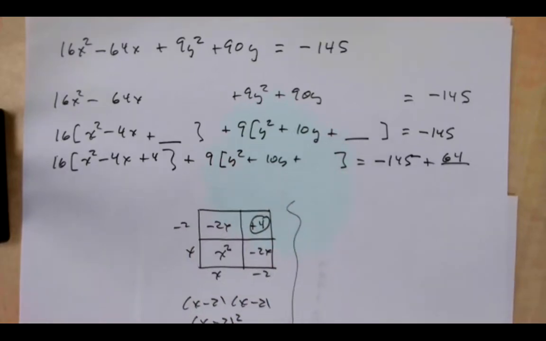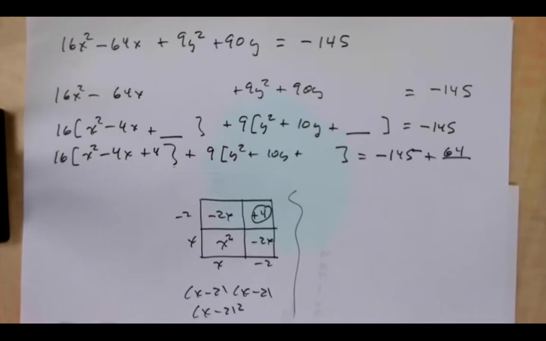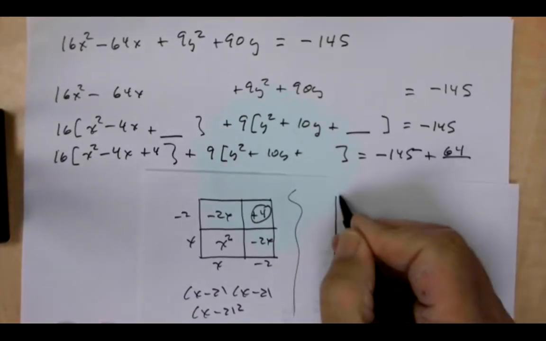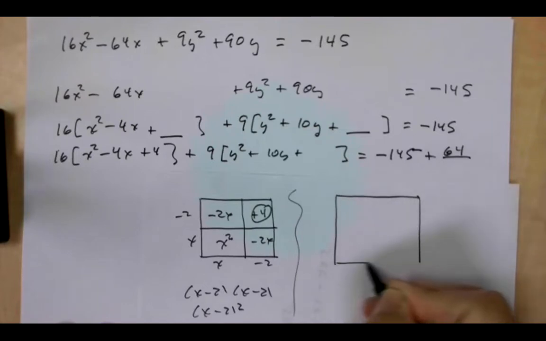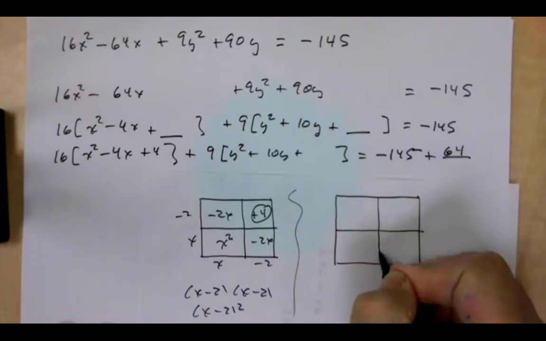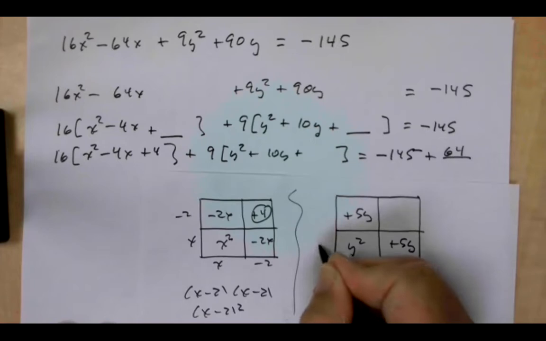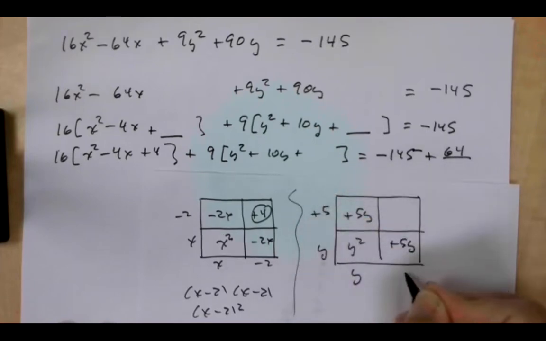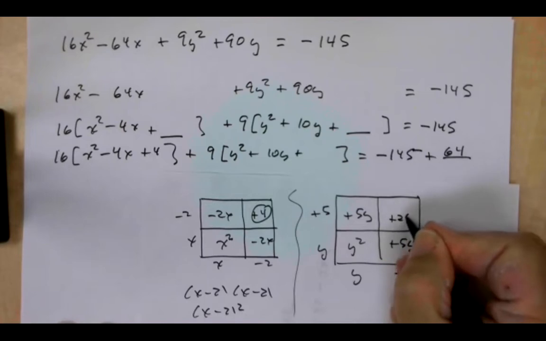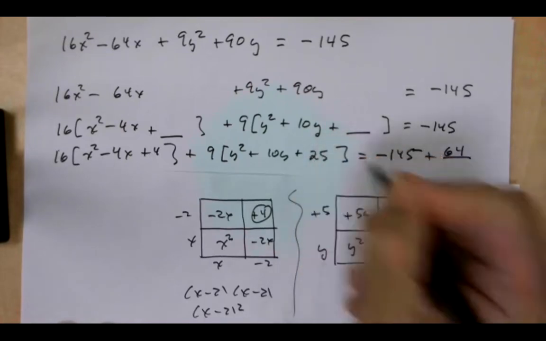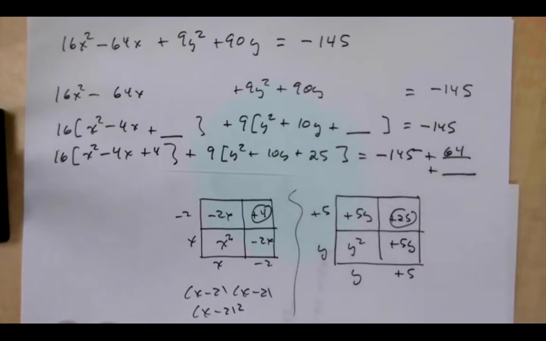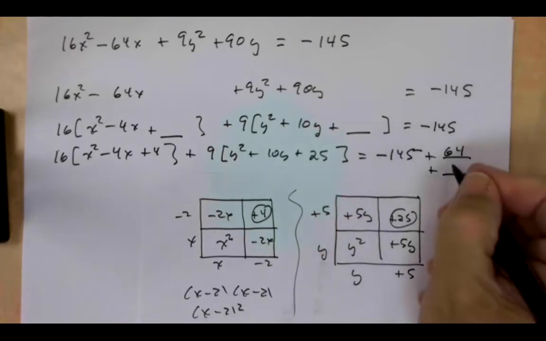This one, y squared plus 10y plus something, I need to complete the square first. So again, let me draw a square for us to complete. Y squared, 10y split in half: plus 5y, plus 5y, y times y, plus 5, plus 5. Plus 5 times plus 5 is plus 25. So I'm adding 25 here. So the next question: what do I add to the right side to balance that? The answer, of course, is 9 times 25, which is 225.